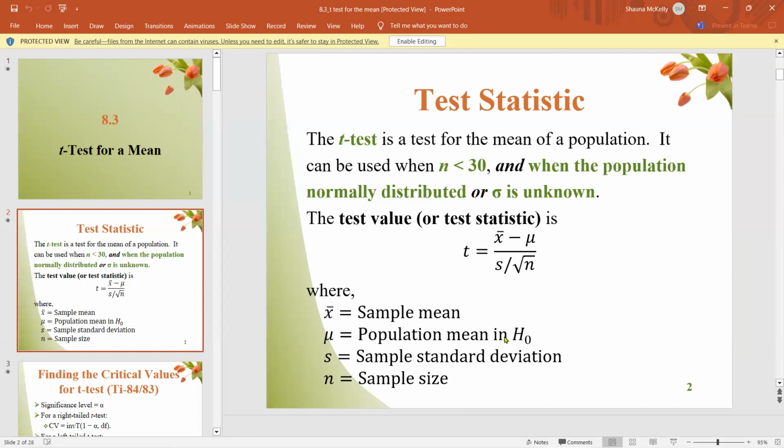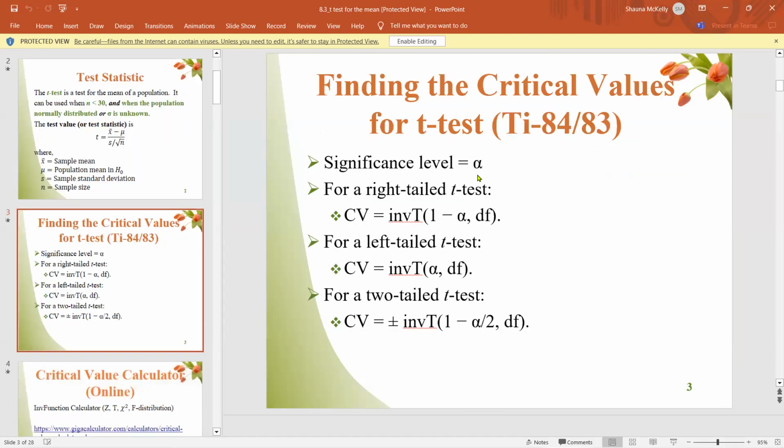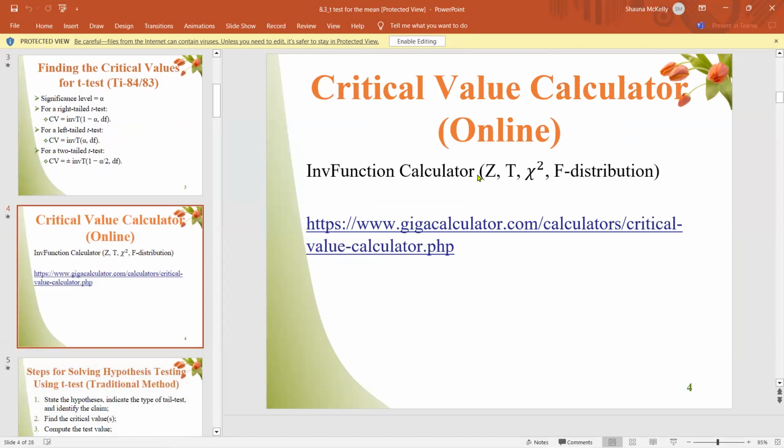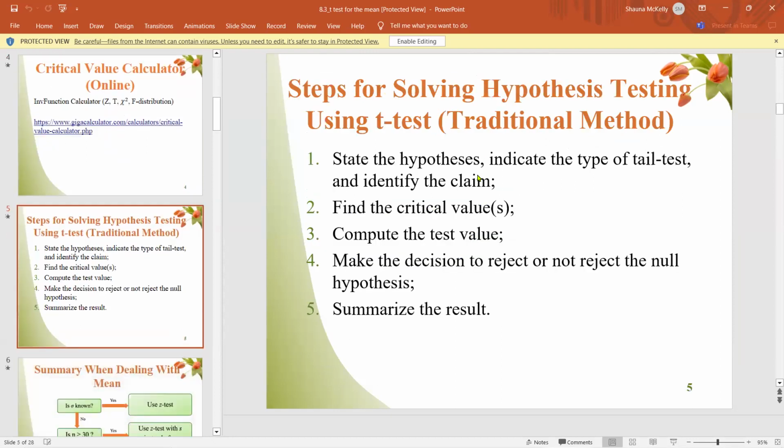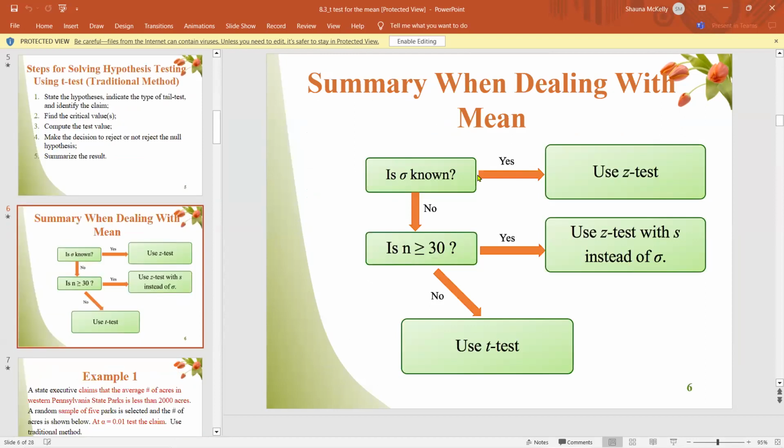Okay, here is our formula. Very similar to our z formula. We've seen it before. Here are your assumptions. Finding the critical values, all of that. Inverse function, steps in solving the hypothesis test. Here's your summary. The difference in this section is we're not going to know what sigma is. So which test do we use? We're not going to have sigma in this section. No sigma, so the answer here will be no.